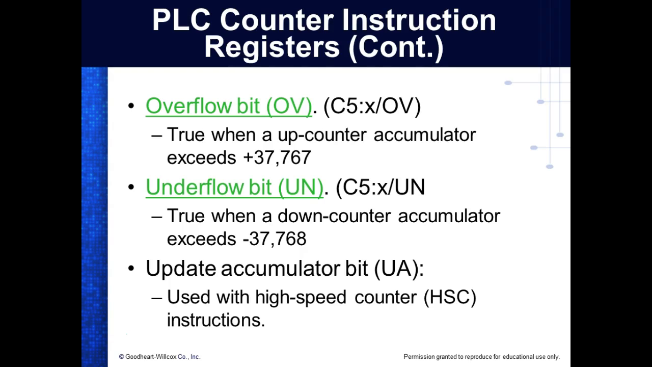On the Allen-Bradley PLC, the maximum positive number I can have is what? 37,767. The maximum negative number is 32,768. That makes sense? Yes or no? Did I say 37,000? Because it's 64K, so half of that would be 37.